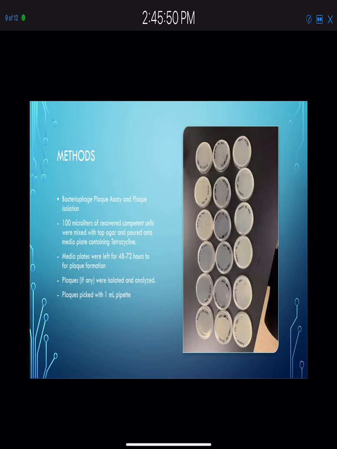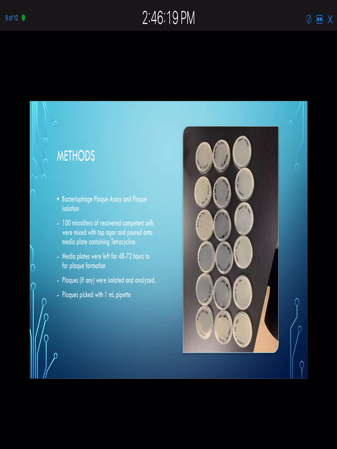After electroporation, we did a bacteriophage plaque assay and plaque isolation. So 100 microliters of these recovered competent cells were mixed with top agar and poured onto a media plate containing tetracycline. The reason we use tetracycline is that these plasmids are tetracycline resistant, so they are able to grow on tetracycline and nothing else is. These media plates were then left for 48 to 72 hours to obtain plaques.